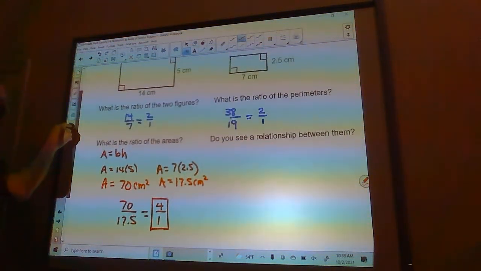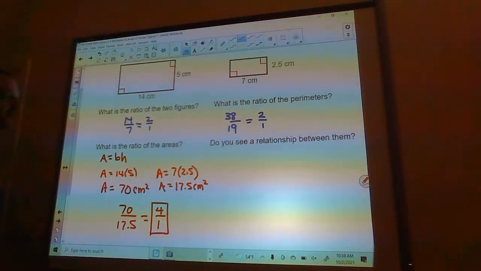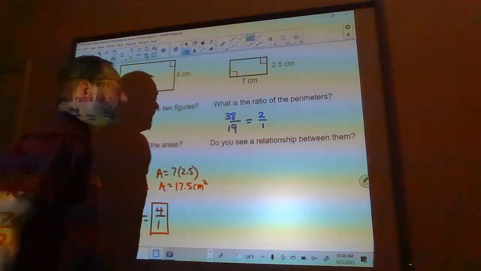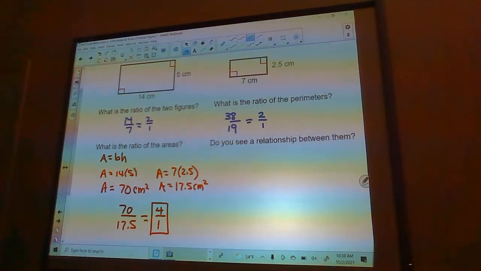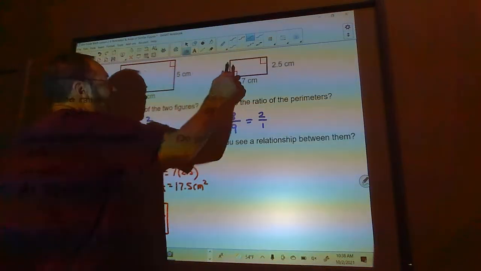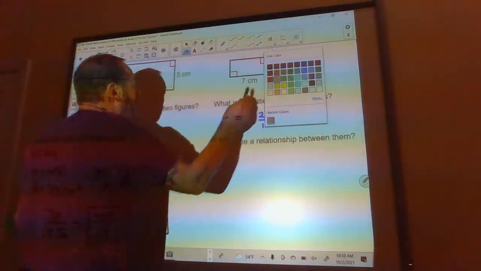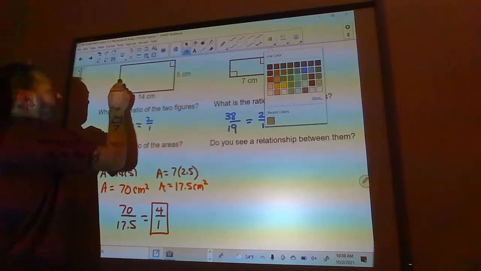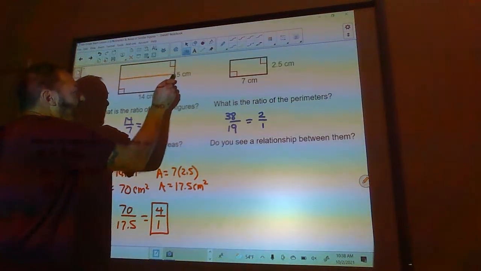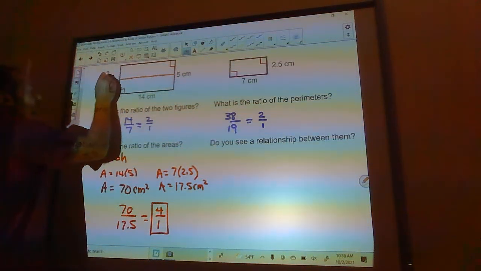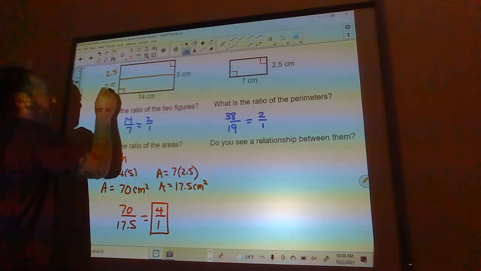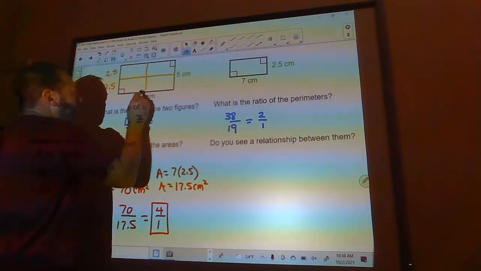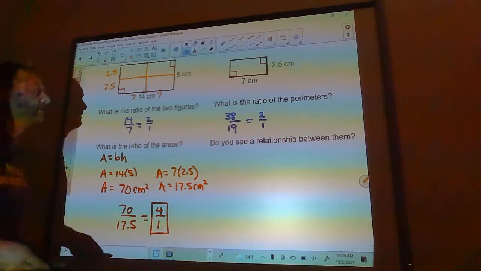Now, the big question is, do you see a relationship between them? Well, a lot of people don't see this relationship. But here's the thing. Let's say that I took this rectangle here, and I divided it in half this way. So this would be 2.5, and this would be 2.5. And then I divided it in half this way. This would be 7, and this would be 7.